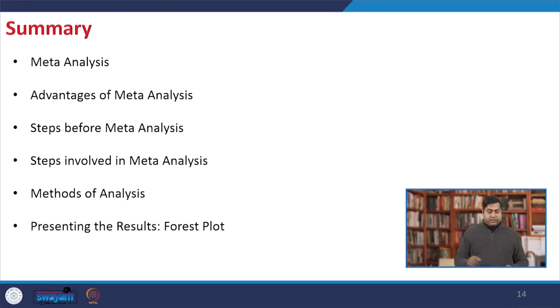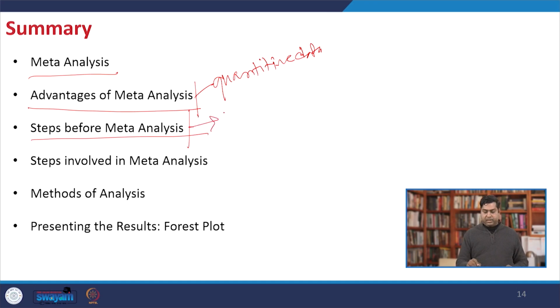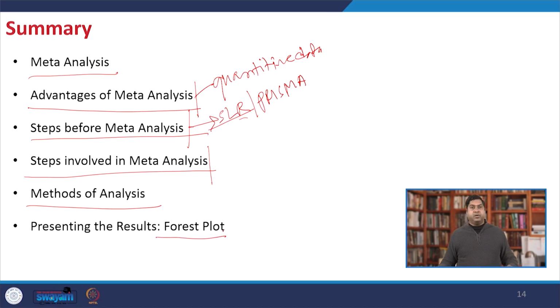To summarize, we discussed what meta analysis is, then the advantages, and that normally it is very effective for quantitative data. Then the steps before that: you have to select the papers that you require, so you also need to take help of the systematic literature review and PRISMA. Then the steps involved in this analysis, one after another, starting from generating the generic statistics, then identifying the effect size, the treatment effect, etc. Then the methods as well, and finally presenting the results as a forest plot.